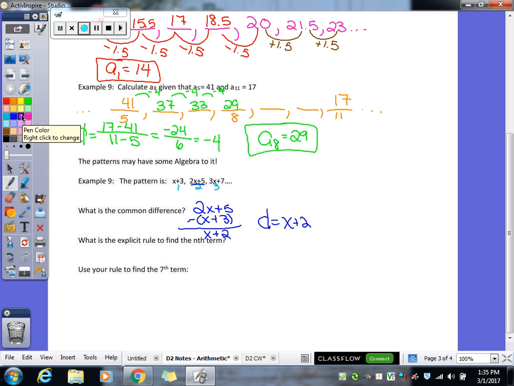So then I always kind of go back and check. Well, if I take my second term, if I add an x to my 2x, do I get 3x? Yes. And if I add 2 to 5, do I get 7? Yeah. So we did it correctly. We got the right common difference.